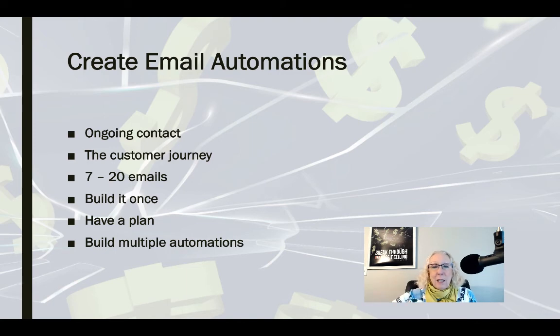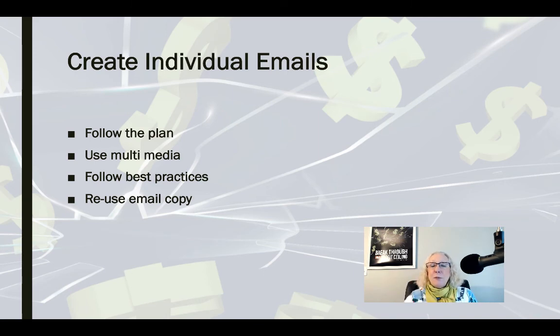I have a plan for where I want people to go and the journey I want to take them on. And like I said, you can have multiple automations for different, let's say, lead magnets or different circumstances, different products. You're going to build multiple automations as you go through the process. And then after you've created the actual plan, then you go back and you create individual emails. So you follow that plan.